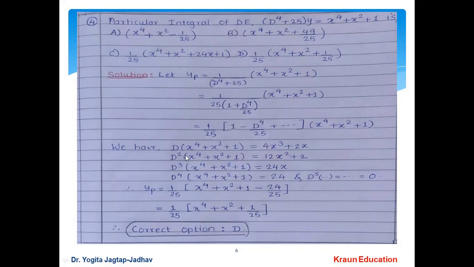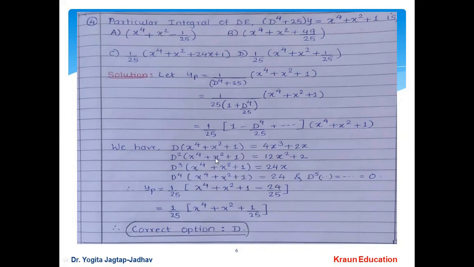Now it's time to find the derivatives. The first order derivative of the given polynomial is 4x³ + 2x. The second order derivative becomes 12x² + 2. The third order derivative is 24x. The fourth order derivative is 24. And all the remaining higher order derivatives become equal to 0.